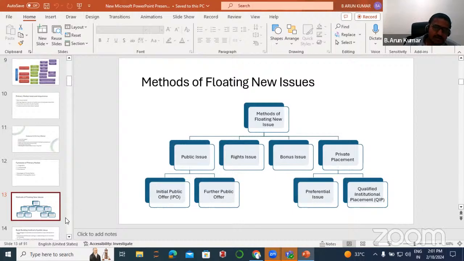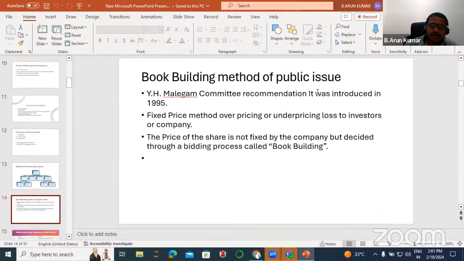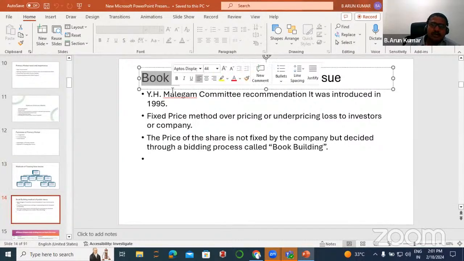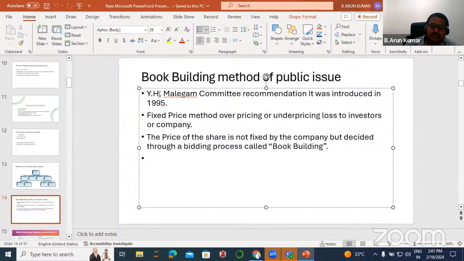Then the book building method of public issue. Every time they ask this question. It is a very important question: what is book building? First know which committee recommended the book building method, and write the definition of the book building method. Then the process of book building; on page number 68 some points are given regarding this process. This is a very important question in unit number 5.